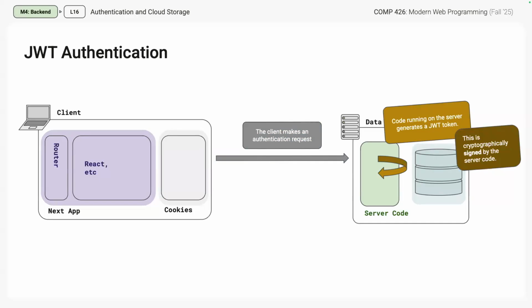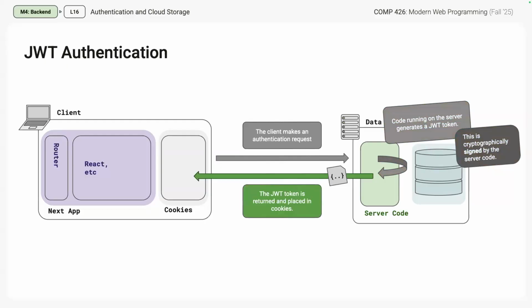This token is cryptographically signed by the server code. What this is saying is the server is verifying that I see that you're trying to sign in. I know that you're, for example, maybe I checked your email and password, you're good to go. I will sign off on the fact that you have authenticated, and I'll take that signature, put it in the token, and then this token is going to be placed in the cookies in the user's browser. So you can see this particular flow here.